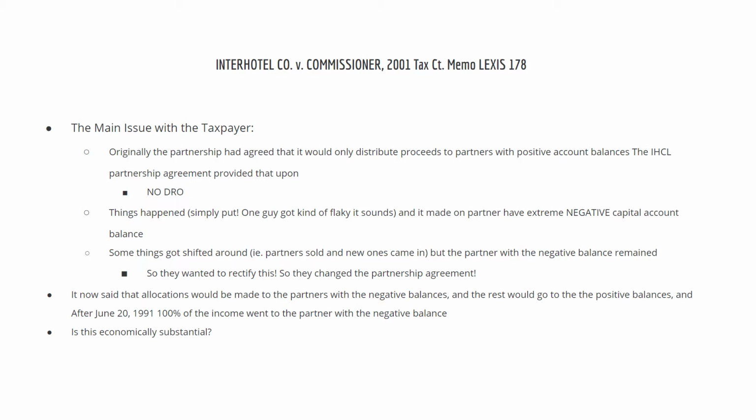So to rectify this, they changed the partnership agreement, and they said that after June 20th of 1991, 100% of the income that they earned would go to the partner with a negative capital account balance. And then once that is back to 0, they would go back to normal operations of distributions. So the main question here was, is this economically substantial?